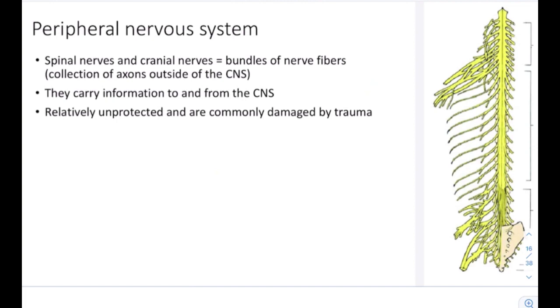Okay, so these spinal and cranial nerves carry information to and from the CNS. They consist of motor neurons and sensory neurons. They're relatively unprotected, and so they're commonly damaged by trauma. So let's say you get into a car accident and you break your leg or something. Some of the nerves in your legs can also be damaged because they're unprotected, unlike the CNS, where the brain and the spinal cord are surrounded by bones like the skull and the vertebral column.